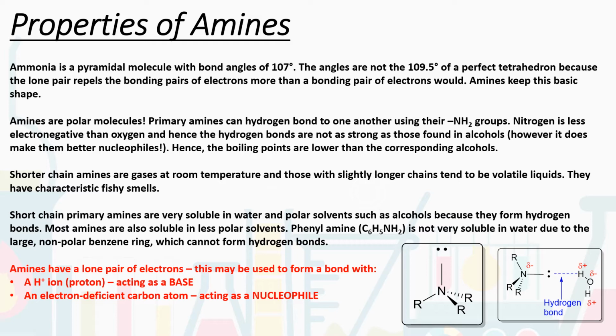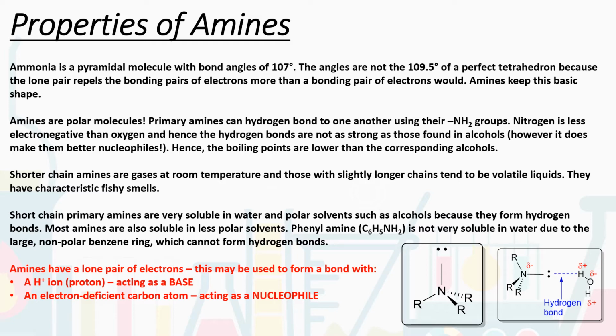Now, amines are polar molecules. Primary amines can hydrogen bond using their NH2 groups, and so they can hydrogen bond to each other, or they can hydrogen bond to other polar molecules that can, such as water. Now, nitrogen is less electronegative than oxygen, and so the hydrogen bonds are not as strong as those found in alcohols, and so the boiling points are slightly lower than the corresponding, similar molecular mass alcohol.